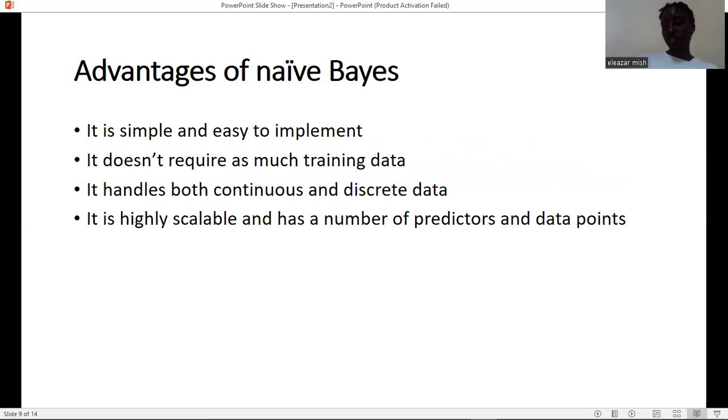Advantages of this: it's simple to use, it's easy to implement, it doesn't require as much training data, yet it's best for large volumes of data. It handles both continuous and discrete data, is highly scalable, and has a variety of data points.